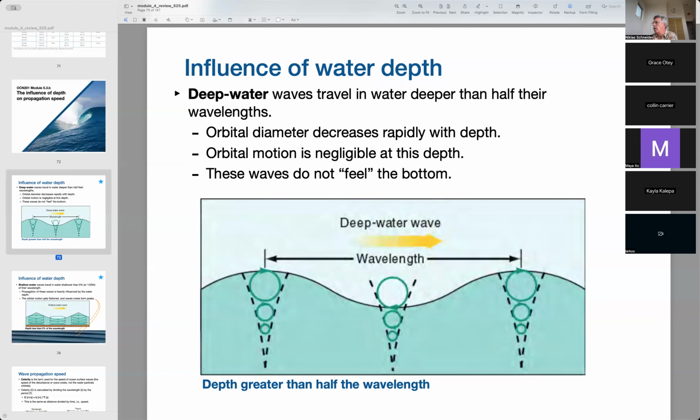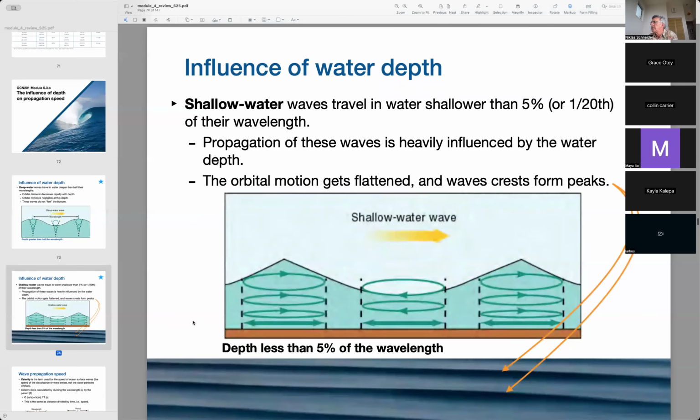So again, if the water depth is much larger than the wavelengths, then there will be no motion anymore at the depth associated with the bottom, and these waves do not feel the ocean bottom. In contrast, if the wavelength is so long that these orbital motions interact with the bottom, then we have shallow water waves.